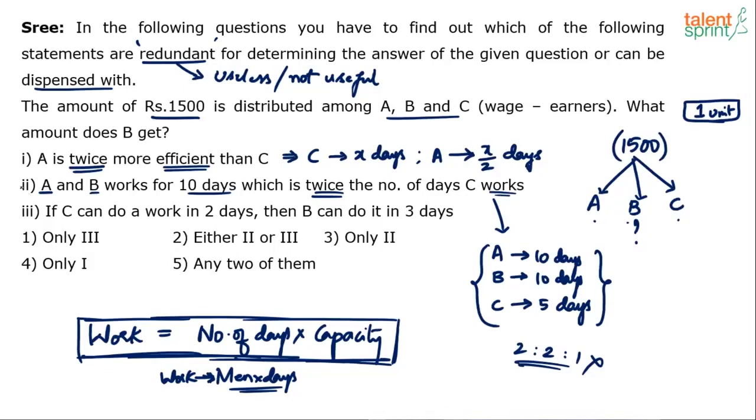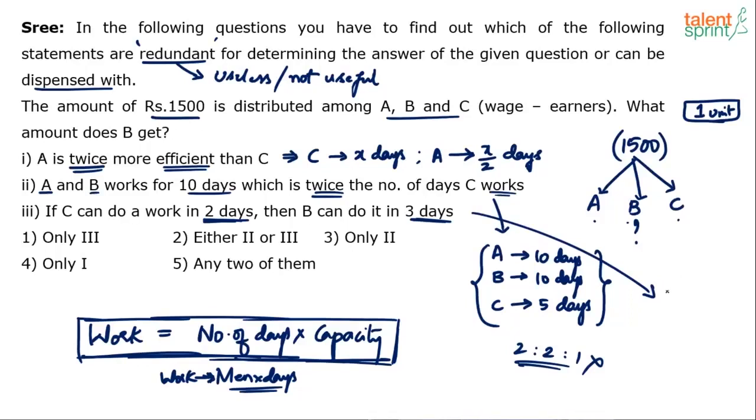Anyway, the point is 2 alone does not give us the answer, because it only tells us the number of days for which they have worked. We have no clue about their capacities. Point number 3: if C can do a work in 2 days, then B can do it in 3 days. What does point number 3 indicate here? It indicates the relationship between the capacities of B and C.